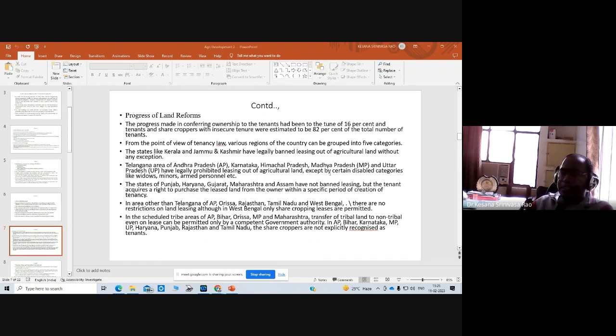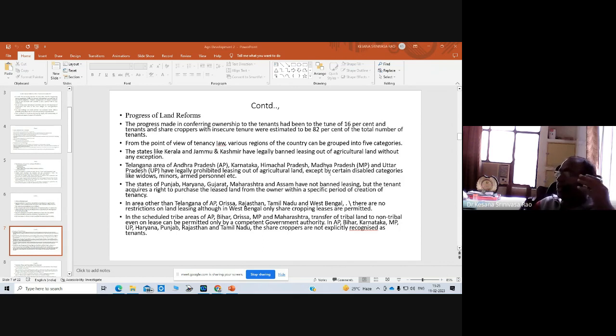The implementation of the tenancy law was not in that dimension, but unfortunately those things have not been implemented properly in India. The progress made in conferring ownership to the tenants had been to the tune of 16% only. The remaining insecure tenure was estimated at 82%.